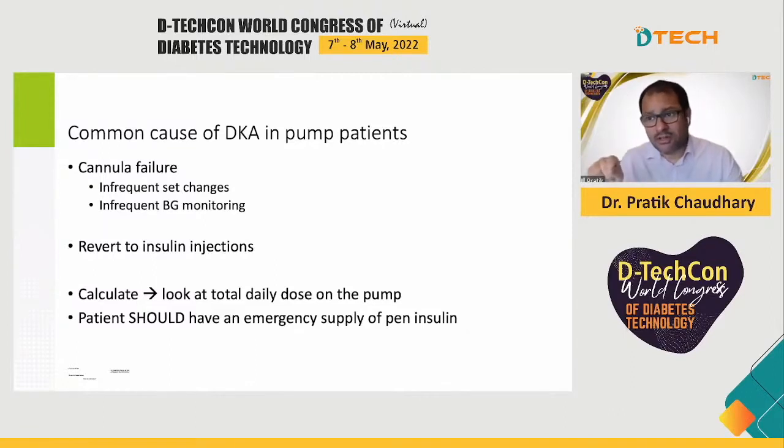And it's really important to tell people that if you're on a pump, and in particular, if you're using the set for longer than its recommended duration, then if you see a reading that's high, reading at 300, 400 milligram per deciliter, you've got to think about set failure. Because often people who come in with DKA are saying, I gave the bolus from the pump, I kept giving insulin, my sugar was high, it didn't come down, and I ended up in DKA.